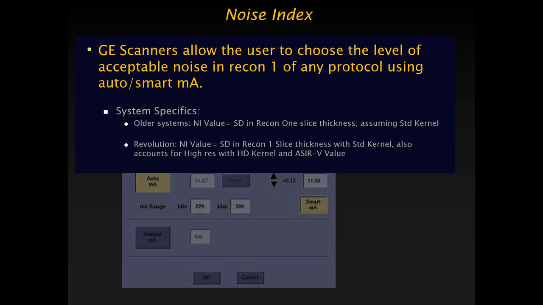On the Revolution systems, it's a little bit more advanced, and so now the Revolution will account for a high-res mode. If you're using an HD kernel, it will increase the exposure because the HD kernels and the high-res modes tend to have more noise. And then the ASiR-V value will be taken into account. So if you have zero ASiR-V, it won't take anything into account. But if you have 100% ASiR-V, it'll give you a tremendous radiation dose reduction. So the HD kernel and the ASiR-V value play a significant role in your exposure settings and your noise index, and the MA selection the system is going to provide, in addition to the slice thickness of the first reconstruction.